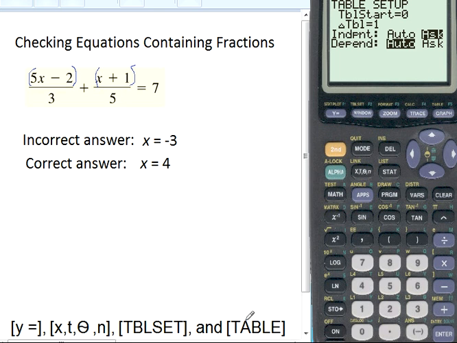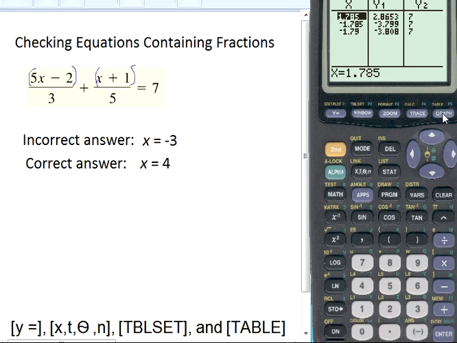Alright, and then the last thing I'm going to use is table. And I go to second table, and if there's anything in there already, use the delete key, not the clear, to get rid of it. Now, I'm going to put an incorrect answer in first, and that is -3.